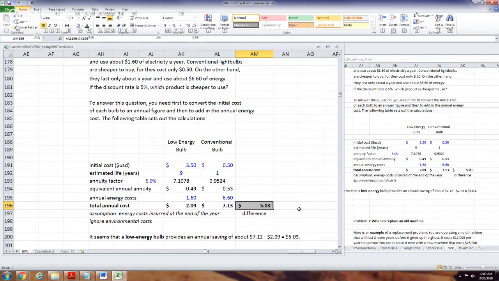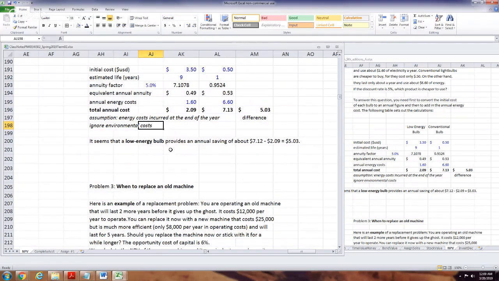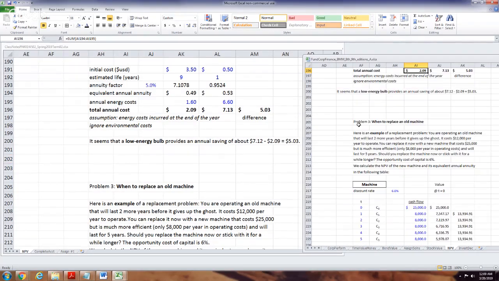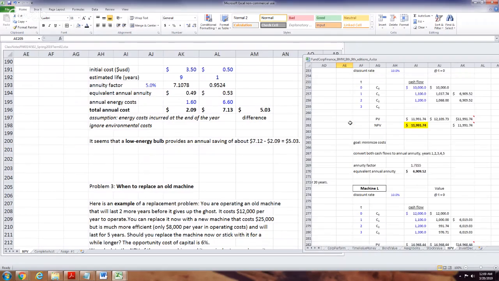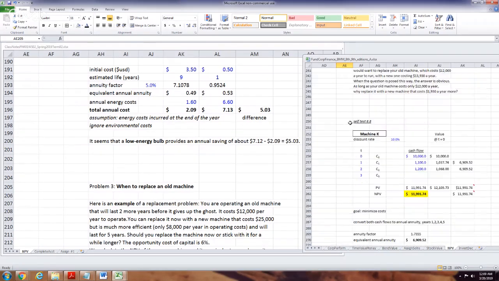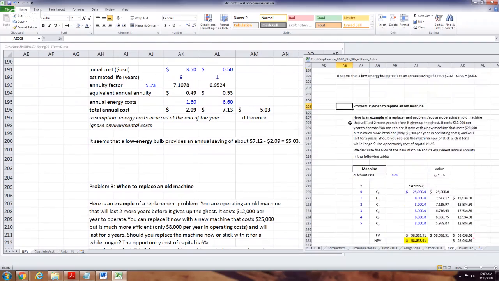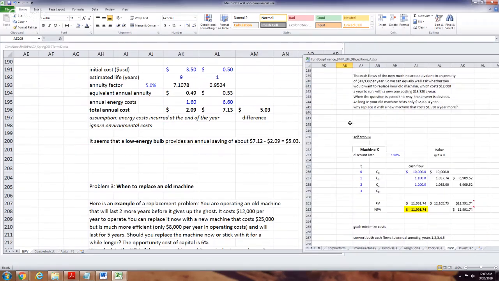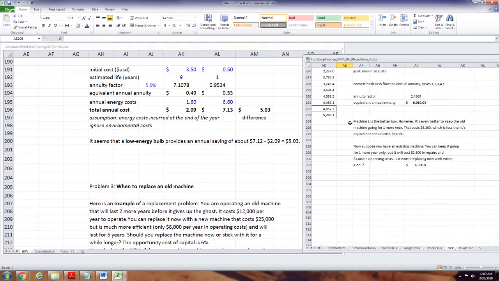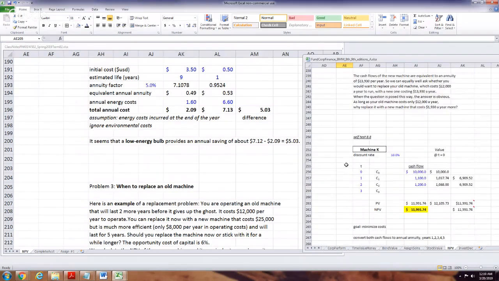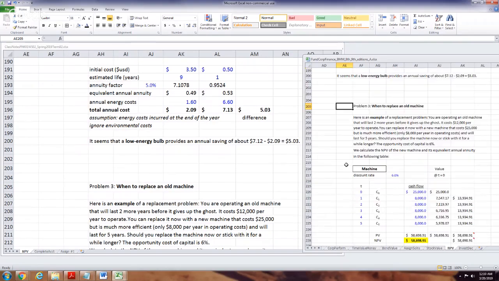What? $5 difference. Okay, so buy those low energy bulbs, the energy saver bulb kind of things. That's a savings of about $5 a year. Okay. And we have our old machine example that we're going to look at. And then we have the self-test where you're comparing a couple machines, and that's it. Okay, so that's what we're going to hit. So like I said, let's get to our last pieces here.